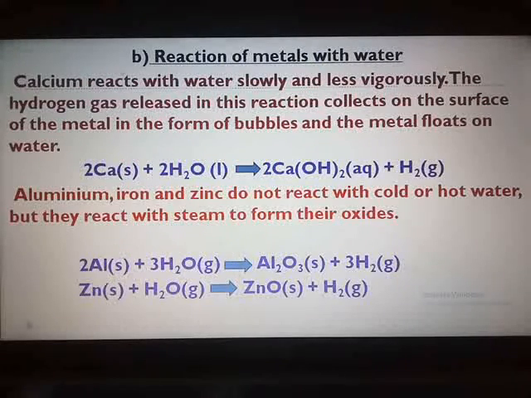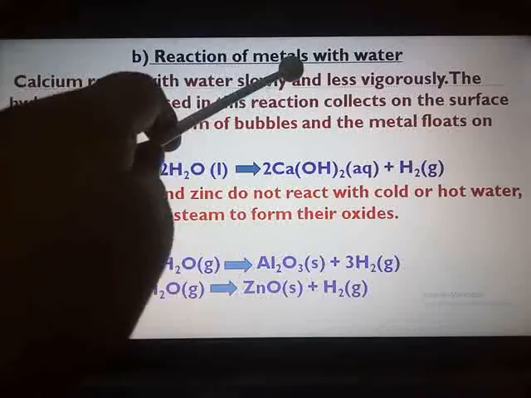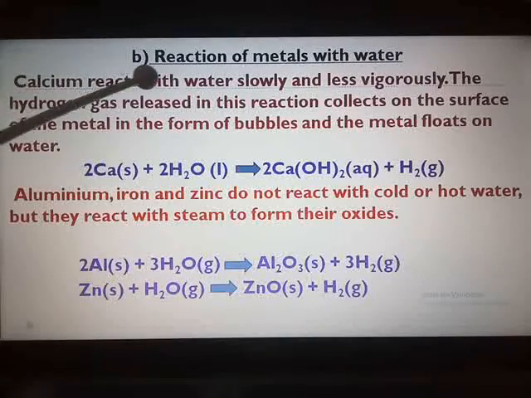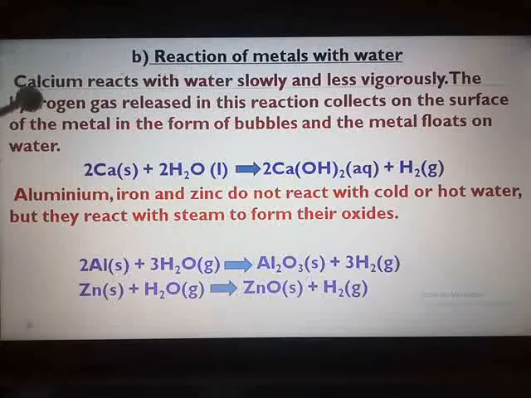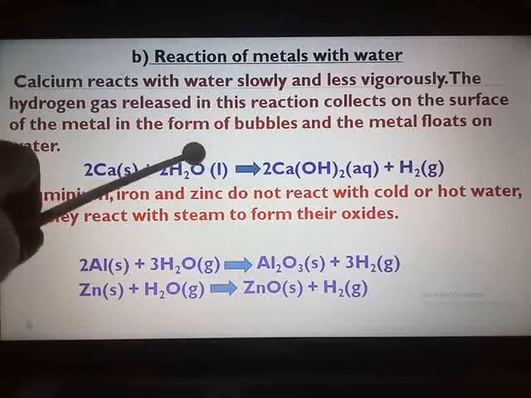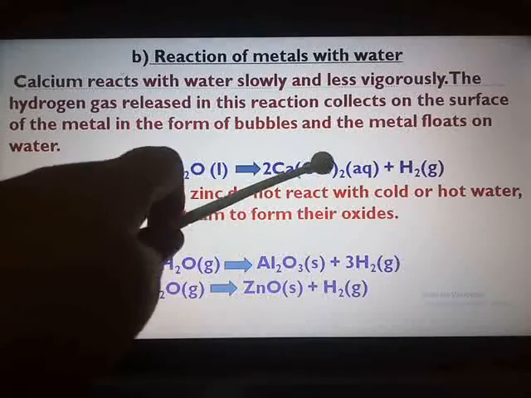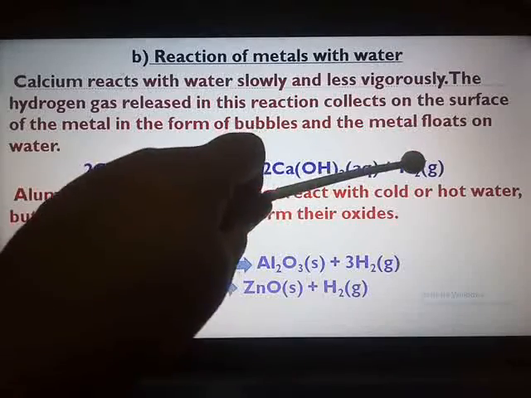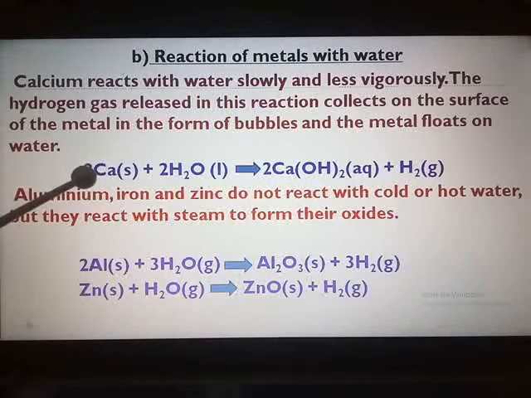Now reaction of metals with water. On page number 95, the first two reactions they have removed from the syllabus. That is sodium and potassium reacting with water. So we have to start with calcium. Now all of you know calcium is a metal which reacts with water slowly and less vigorously. Hydrogen gas which is released in this reaction collects on the surface of the metal in the form of bubbles. So you can see calcium reacting with water forming calcium hydroxide with the liberation of hydrogen gas, which settles on the surface of this metal and the metal floats on water.